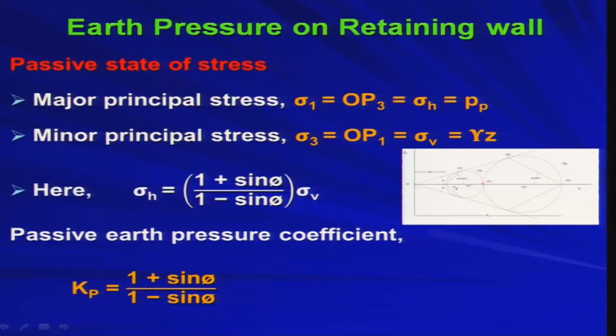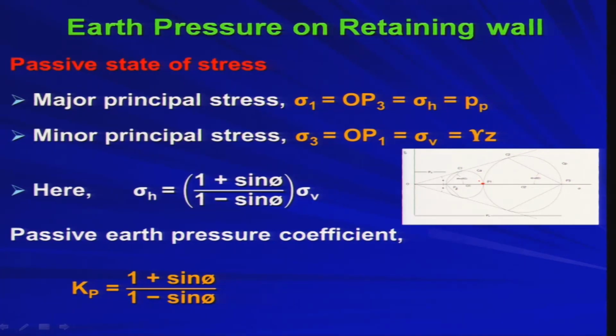So, whether you consider the active state or the passive state, your vertical stress will remain the same. What is the vertical stress? Gamma into z. At any location z, your vertical stress sigma v is constant, that is gamma z. Now, in case of the active state, this is your vertical stress, P1, the point which denotes the vertical stress.